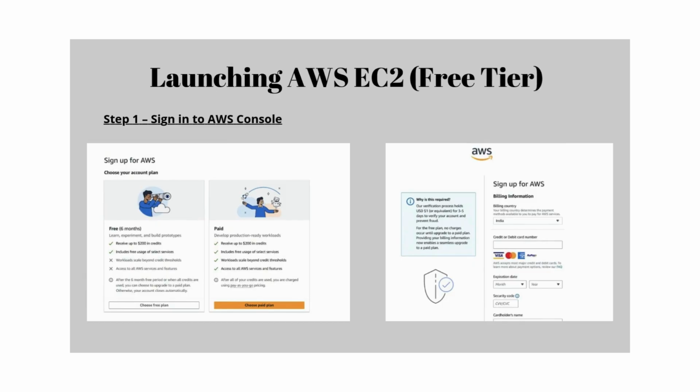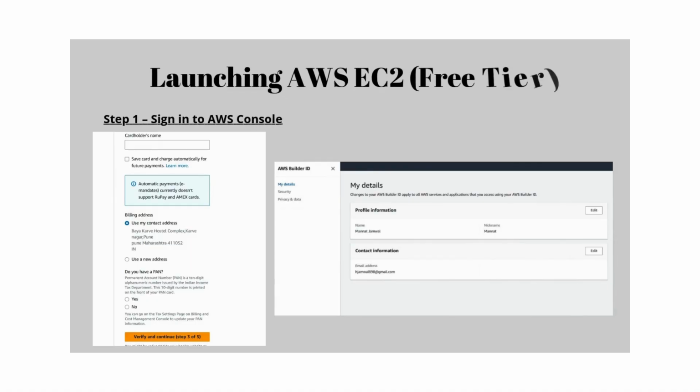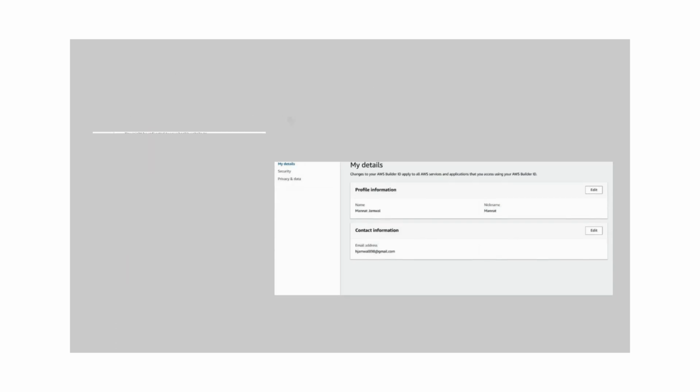After that, we'll go to the next step where we have to choose our package. As required, we'll choose the paid one. Then we'll go for the billing information, where we have to select our country, enter credit card details, expiration date, credit card holder's name, billing address, and PAN card details, and then we'll get our details as follows, like our name and then the contact information.